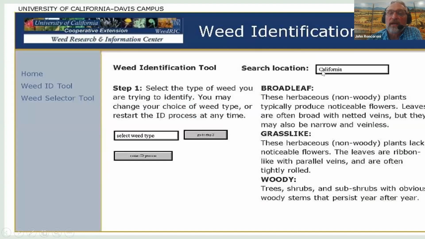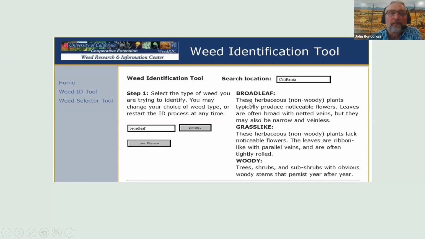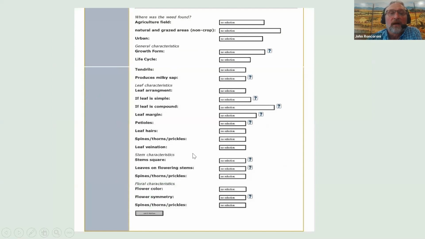And in fact, instead of saying University of California, it may still say University of Wisconsin, because it was co-authored by Jody Tomaso and Dr. Mark Renz up at University of Wisconsin, who was Joe's graduate student several years ago. So you pick your state, pick the kind of weed, then you hit broadleaf, you go, and then you'll get this sheet here, and it will ask you several questions.